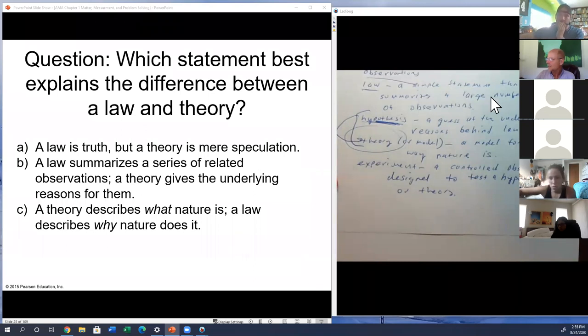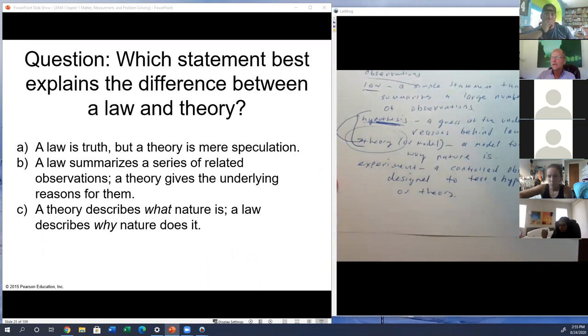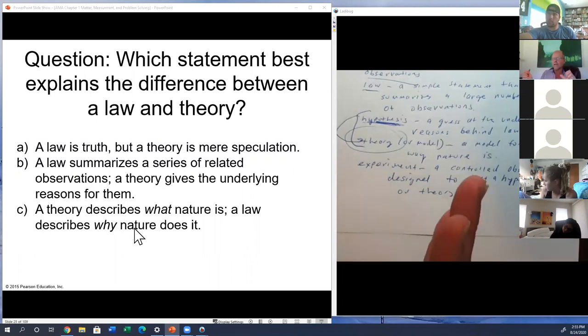A law summarizes a large number of observations, but remember, a theory gives the underlying reasons behind it. So B is the right answer. I noticed a few of you put C: a theory describes what nature is, a law describes why nature does it. That's not correct, because a law doesn't describe why. A law simply summarizes observations. The law of conservation of mass says that in a chemical reaction, chemicals are neither created nor destroyed. A law just says what nature does. It doesn't give us the why.